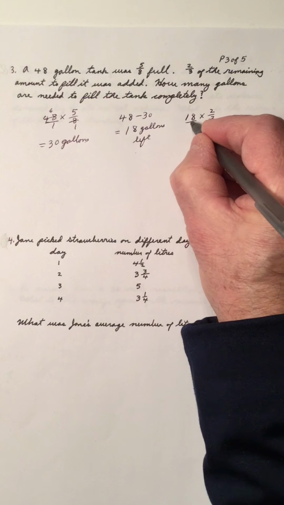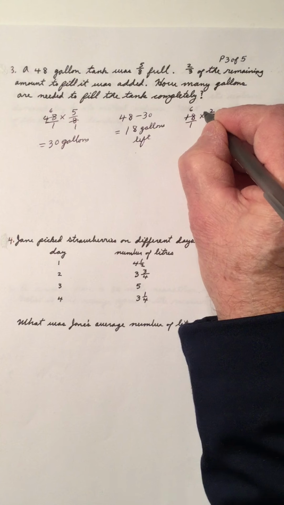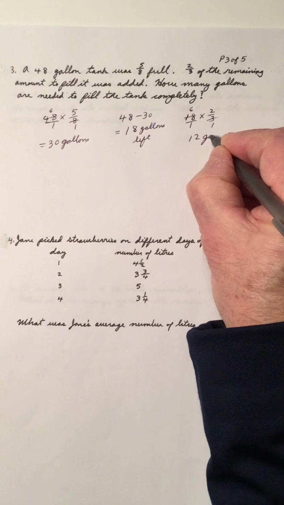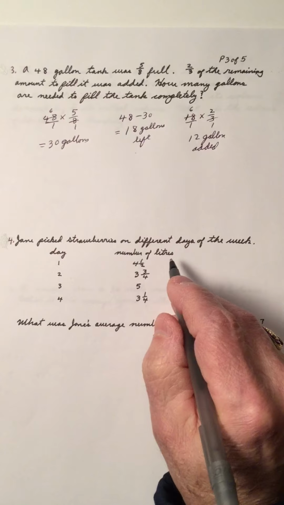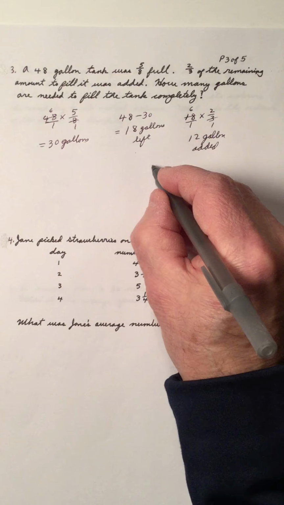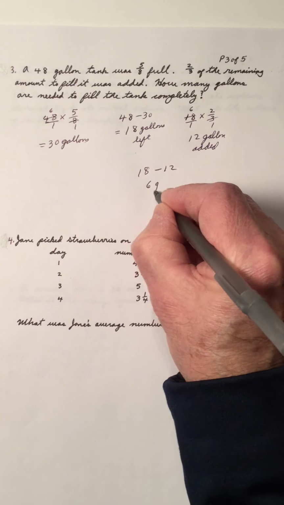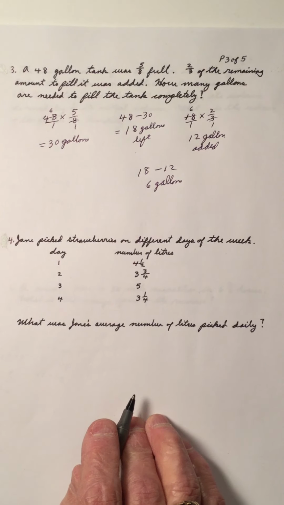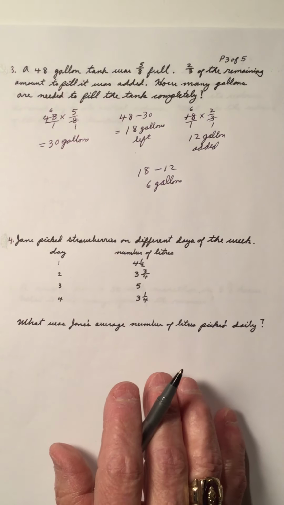So 2/3 of 18, put 18 over 1, 3 into 3 goes 1, 3 into 18 goes 6. So we have added 12 gallons to that. So if 12 gallons was added, that means there was 18 to go, 12 was added, so that means there's 6 gallons left to completely fill the tank. You have to read the word problems carefully and see what's going on. Just be careful.